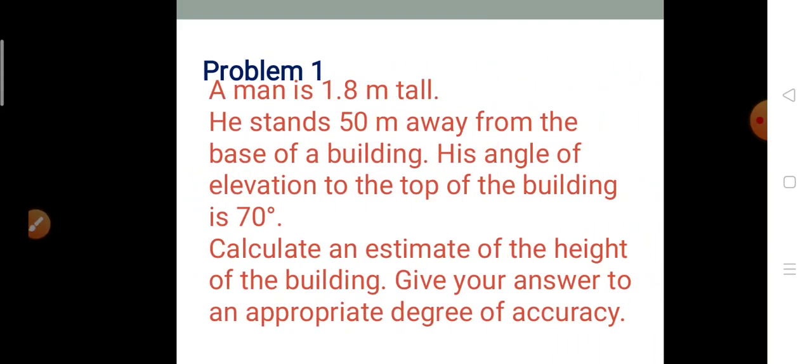Problem number 1. A man is 1 meter tall. He stands 50 meters away from the base of a building. His angle of elevation to the top of the building is 70 degrees. Calculate an estimate of the height of the building. Give your answer to an appropriate degree of accuracy.